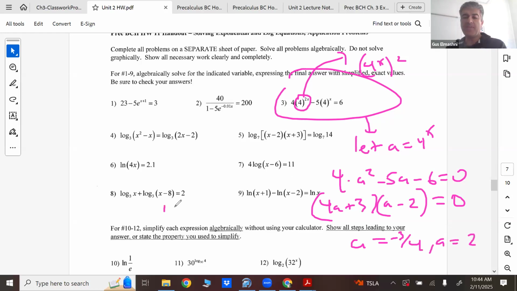Because then 4 to the x has to equal each of those things, right? But can 4 to the x equal negative 3/4? And what would the other one be? 1/2 power. Yep, there we go.